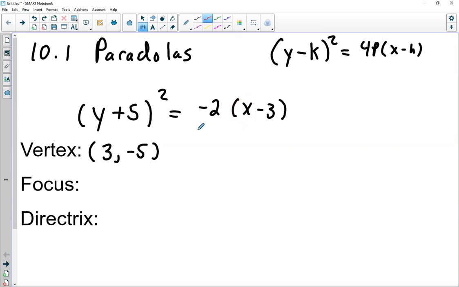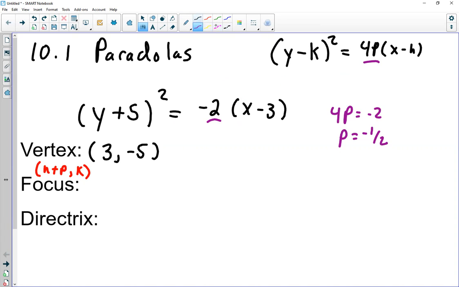So the focus, the generic version, since I'm adding it to the x, is h plus p, comma k. So the k stays the same, but the h, or the x value, is changing. Now, before we can do that, we need to know what the p value is. In order to get the p value, it's 4p, and this is -2. So 4p equals -2. P equals -0.5.